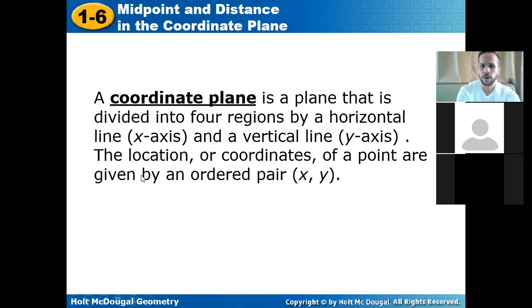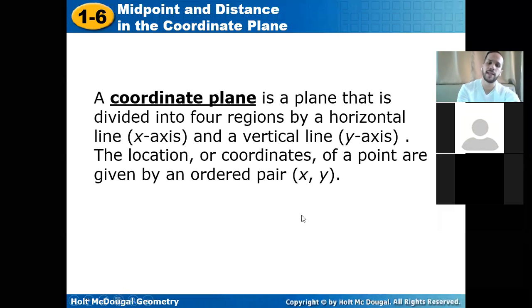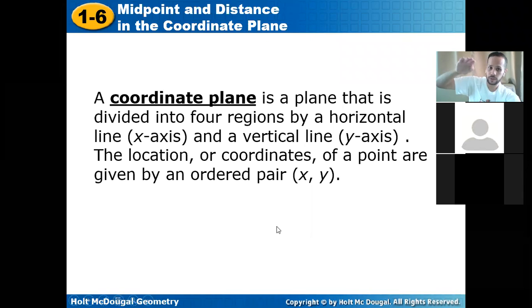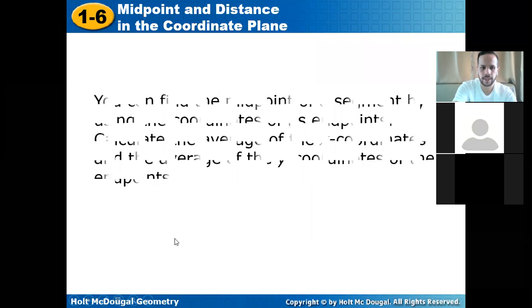The location or coordinates of a point are given by an ordered pair, okay? That's what we saw in the last 2 slides way back, okay? An ordered pair is x and y, okay? For x, you're gonna look at the horizontal line, and for the y, you're gonna look at the vertical line. Okay? Any questions about that? That's the basics about how to work with a coordinate plane. Okay? Con un plano de coordenadas.